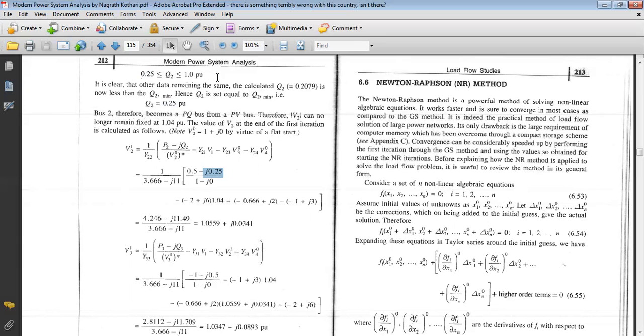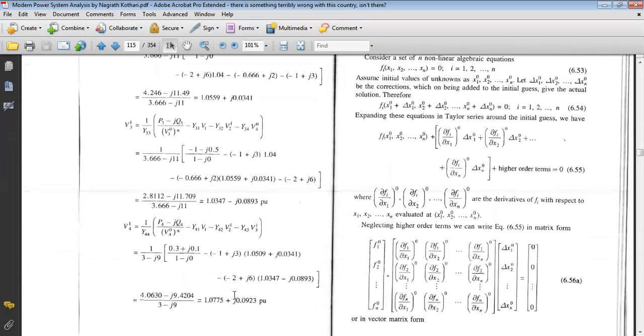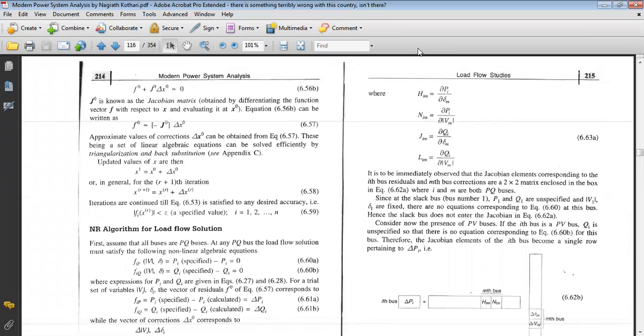If Q2 exceeds the upper limit, then we consider the value of Q2 to be the upper limit. So for any generator bus, if the range of reactive power is given in the question, then we have to consider the range. If our solution is within the range, we can take our solution. If our solution is lower than the lower limit of the range, we have to consider the lower limit. And if our solution is above the upper limit, we have to consider the upper limit. So this is the solution process using the Gauss-Seidel method. That's all about the Gauss-Seidel method.